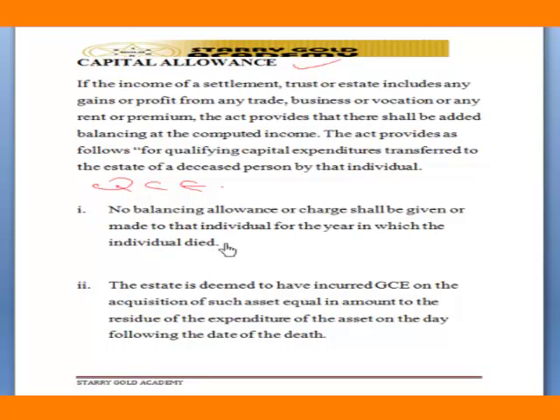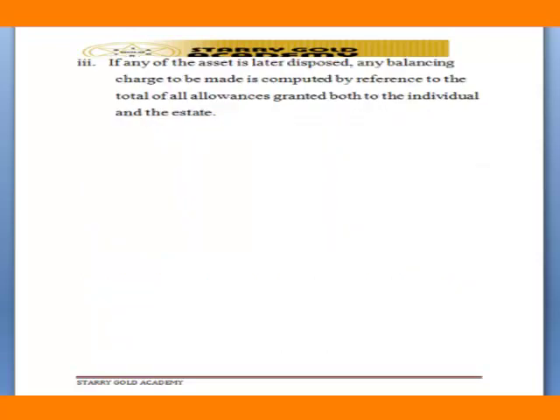It therefore means the asset will not be entitled to initial allowance, which is granted to new assets in the first year they are put to use. No initial allowance here, so it is just annual allowance on the TWDV. So that is it about how the capital allowance will be treated in the case of an estate where the asset is transferred.